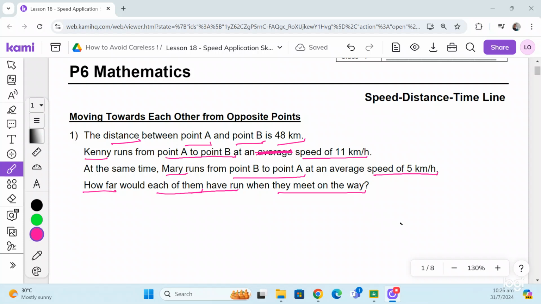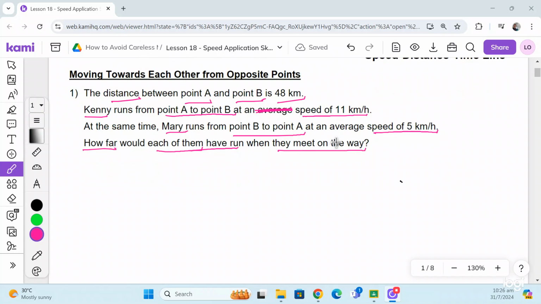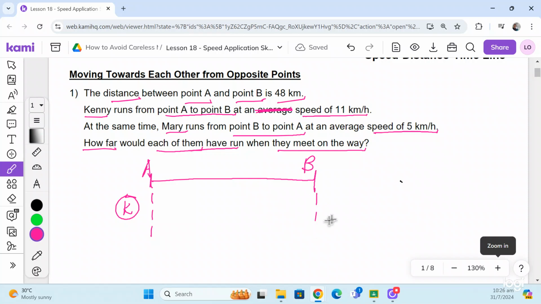So if you go back to the question, we are going to draw the model now, and so we have A to B. So there is a distance line from point A to point B, and there's a dotted line to show where Kenny starts, and then you have a dotted line to show where Mary starts, and they both travel towards each other.